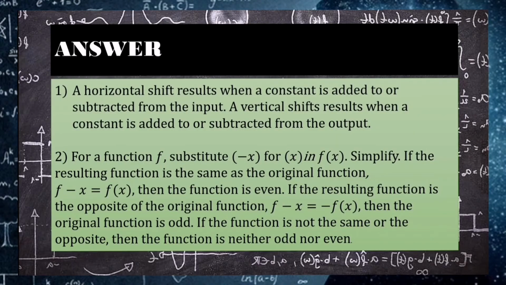So here is the answer. For number 1, a horizontal shift results when a constant is added to or subtracted from the input. A vertical shift results when a constant is added to or subtracted from the output.